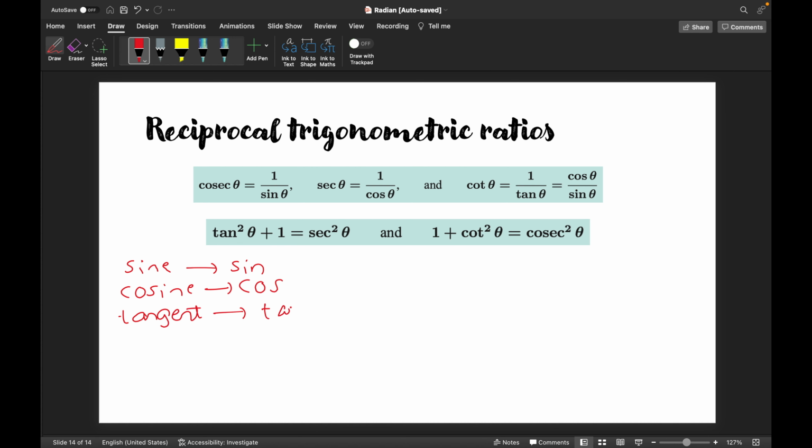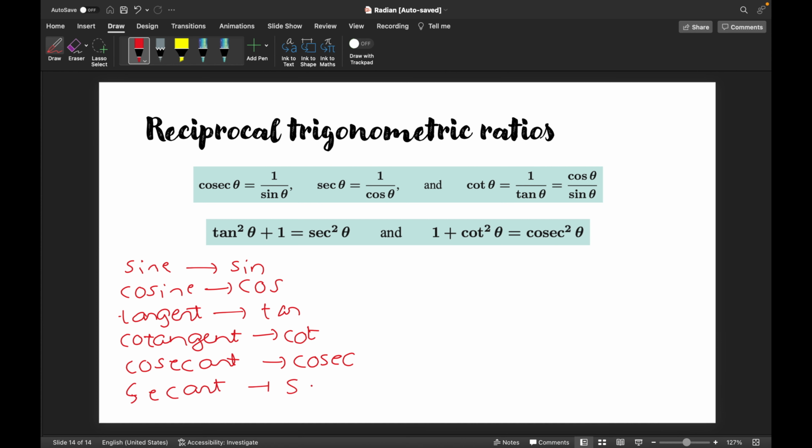which will be tan. The next one is cotangent, which will be cot. The next one is cosecant, which will be cosec. It's not going to be cos. And then the last one is secant, which is sec. Sine and cosine are ratios. Tangent and cotangent are co-ratios. And secant and cosecant are co-ratios.